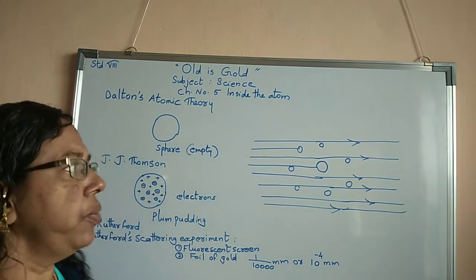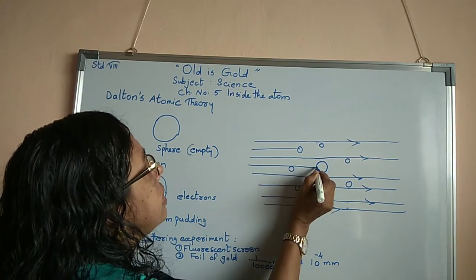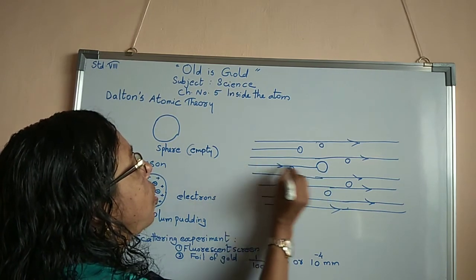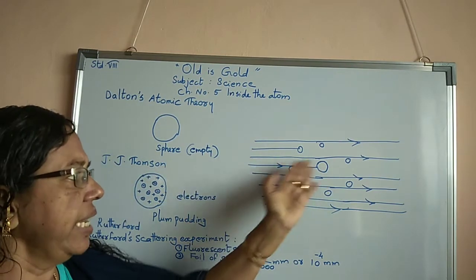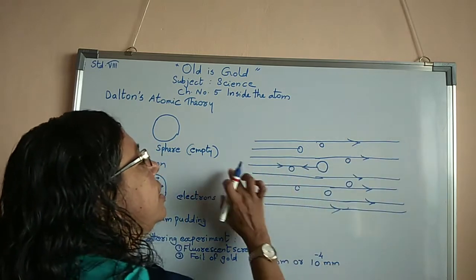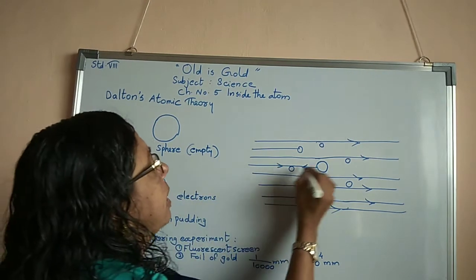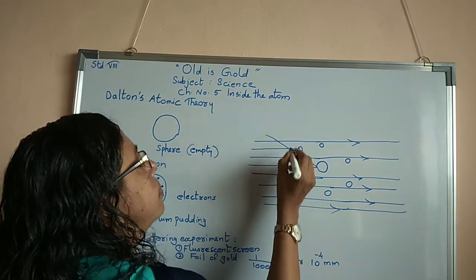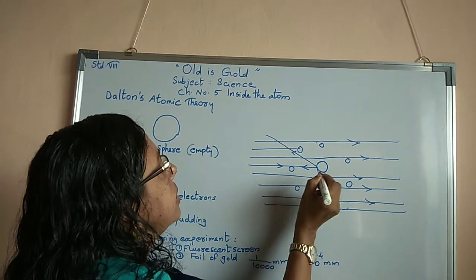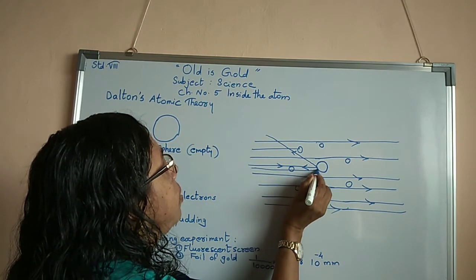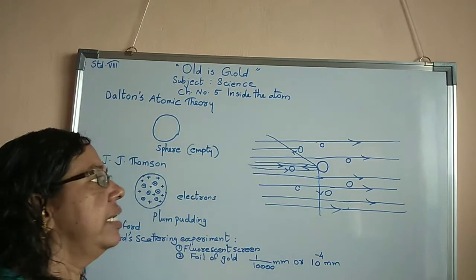One or two, he found, hit the nucleus part, went straight there and went back, at 180 degrees. So it was unable to pass through. It went straight towards here, and afterwards it went back. A few he saw turned or deflected with different angles. Some of the rays went back with different angles.